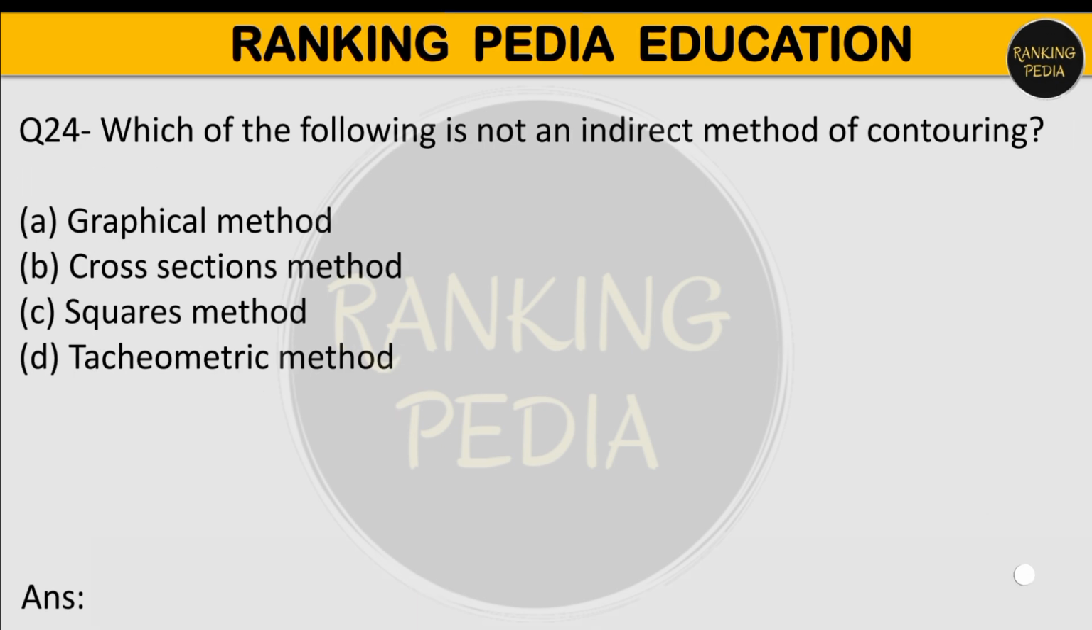Next question is, which of the following is not an indirect method of contouring? The options given are graphical method, cross section method, squares method, or tachymetric method. So graphical method is a direct method of contouring. Okay, it is a linear interpolation of contour points using your tracing sheets. Option number A is correct, that is graphical method.